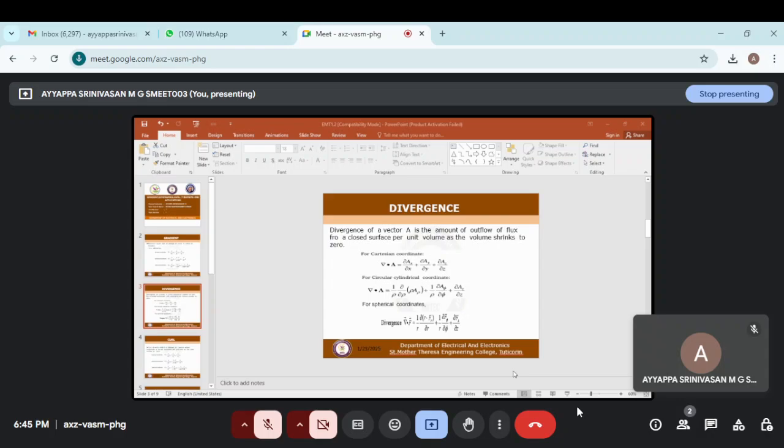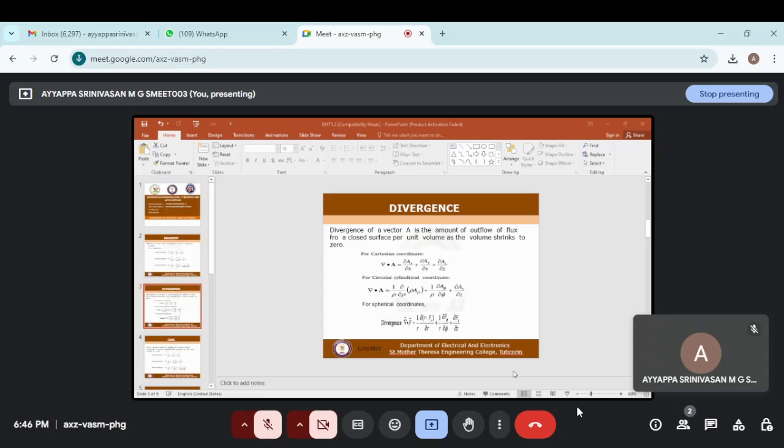So, in Cartesian coordinates, it is given as del dot A, dou Ax by dou x plus dou Ay by dou y plus dou Az by dou z. In cylindrical coordinates, it is given as 1 by rho dou by dou rho of rho A rho plus 1 by rho dou A phi by dou phi plus dou Az by dou z. Next, in spherical coordinates, it is given by 1 by r squared dou by dou r of r squared A r plus 1 by r sin theta dou by dou theta of A theta sin theta plus 1 by r sin theta dou A phi by dou phi.